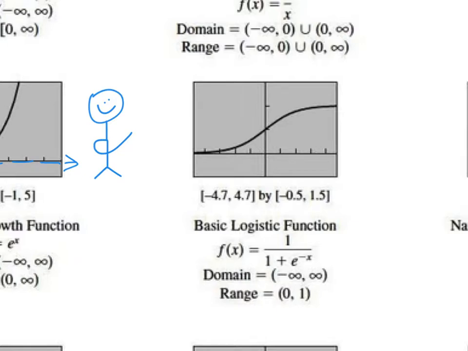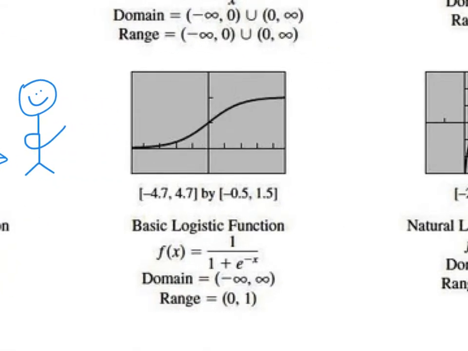Okay, basic logistic. It's like this. The right hand goes up, the left hand goes down. That kind of function. This one is very interesting because it has two horizontal asymptotes. So this is right hand goes up, left hand goes down. Ranges from 0 to 1.